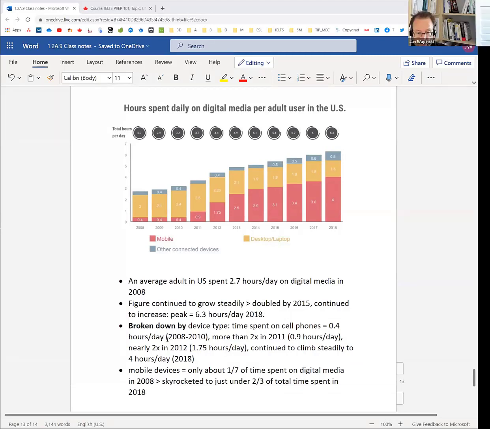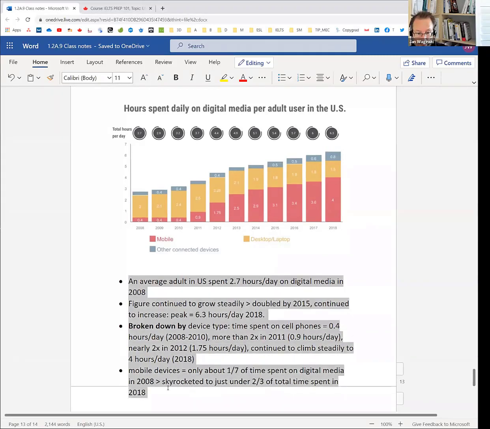Let's just do the first part, okay? So you're doing the black circles for total hours per day, and you're also going to talk about mobile in this paragraph. So just take these point form notes and pull them apart into full sentences for your description, okay?